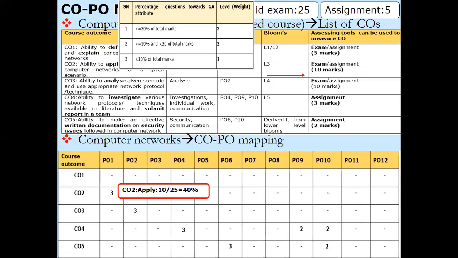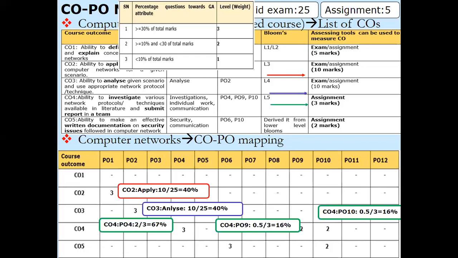Next, what is the next question? When you are going for CO4, where it is mapped to more than 1 PO, now with respect to this, we take the total 25 marks here, sir? Where CO4, no. See, for example, I'll tell you. Assignment, how many marks are you giving? There are 2 assignments, assignment 1 you are giving 3 marks, assignment 2 marks. Here the total marks, how many? It is only 3, no?